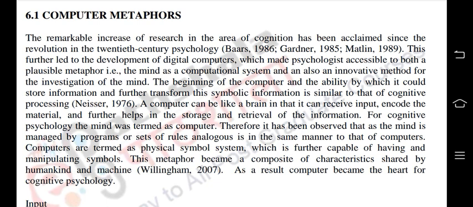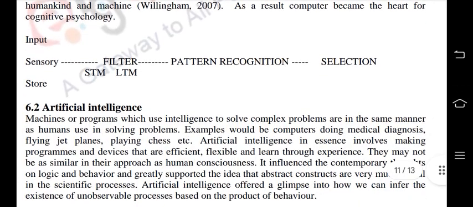For cognitive psychology, the mind was termed as a computer. Therefore, it has been observed that as the mind is managed by programs or sets of rules, it is analogous to computers. The computer is termed as a physical symbol system, which is capable of having and manipulating symbols. These metaphors become a composite of characteristics shared by humankind and machine. As a result, the computer becomes a hard metaphor for cognitive psychology.